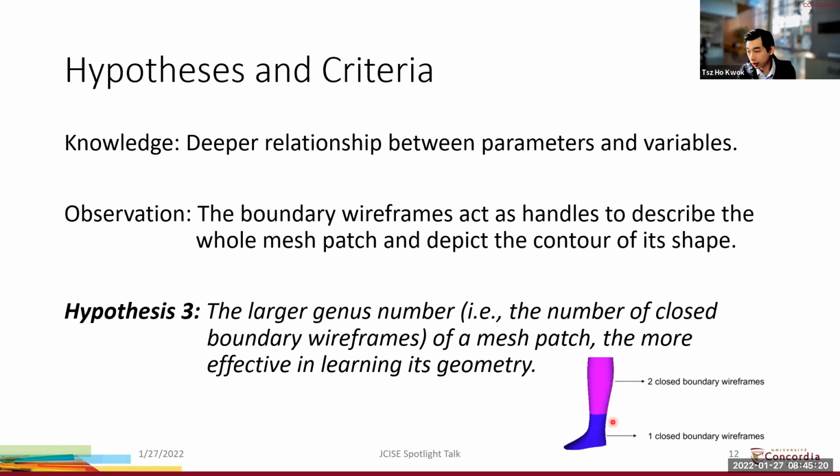In other words, if there's only one wireframe to describe the whole foot shape here, it's kind of difficult. We can already feel that. But if we use these two to describe the symmetrical surface with a little bit of variance, most likely it will do a good job. So that basically is the idea. We have this hypothesis that a higher genus number will give better learning performance.